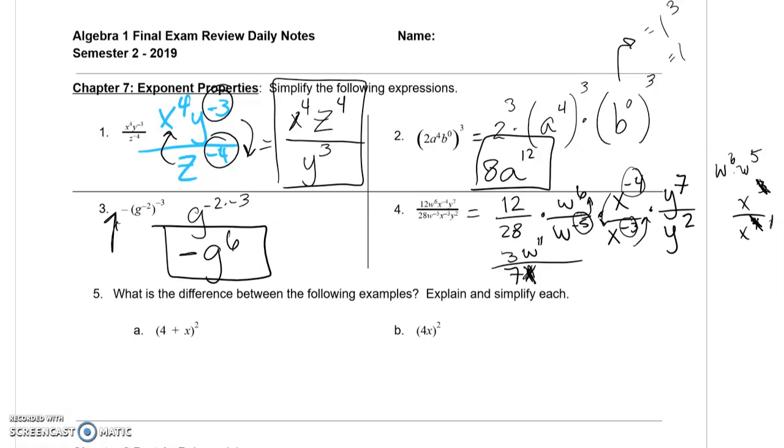Finally, with the y's, you can think about our subtraction rule. I like to think about canceling 2 from the bottom, canceling 2 from the top, leaving us with y to the 5th in the numerator.